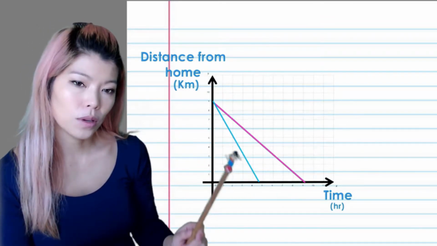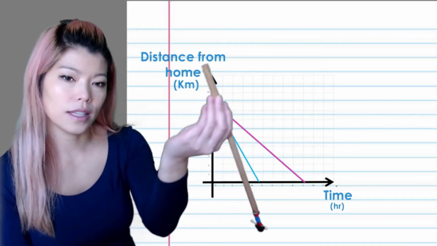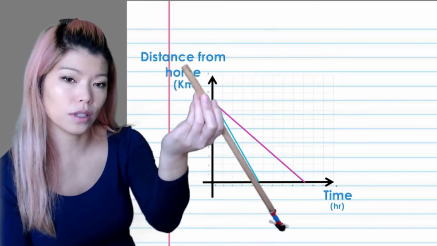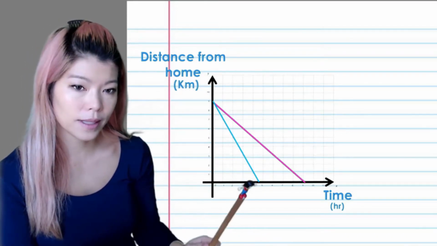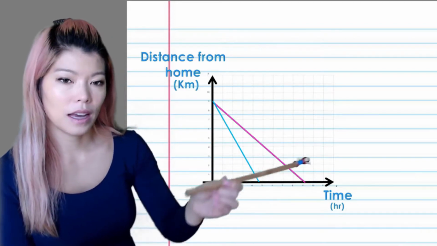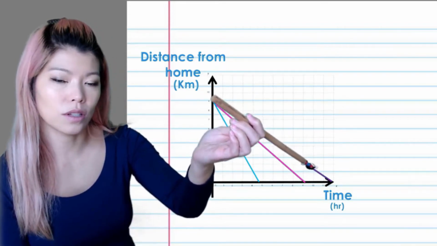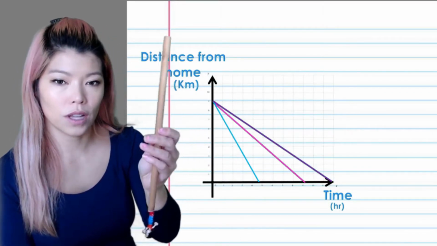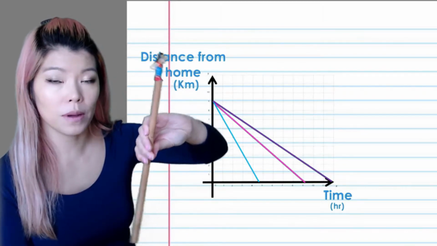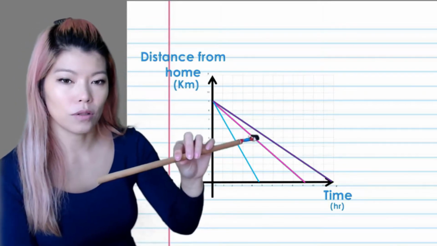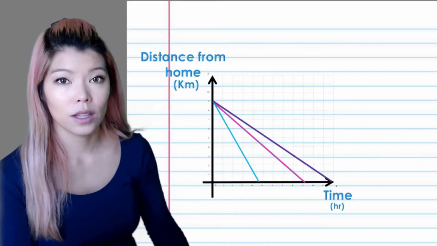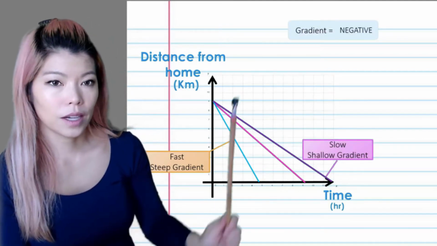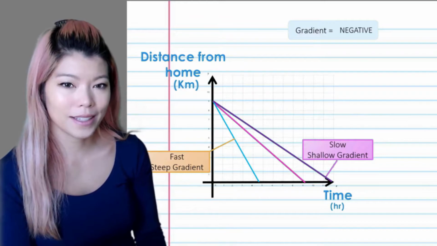And here we have a blue line again. Even though it's negative, this is closer to vertical, so this is faster. And you can check, this person gets home in half the time. And like before, we can have a shallower or slower graph if it's not as steep. So remember, the more vertical your line is, whether it's pointing down or pointing up, the faster or steeper you are. The more horizontal, whether you're pointing up or pointing down, the shallower or slower you are. Now, the gradient in these 3 graphs is negative.